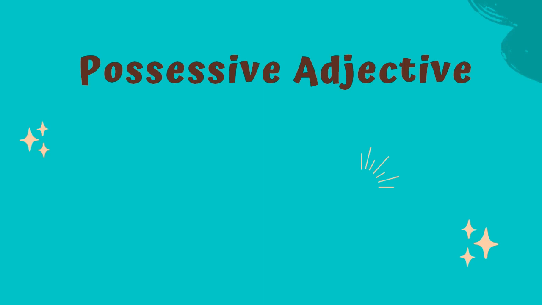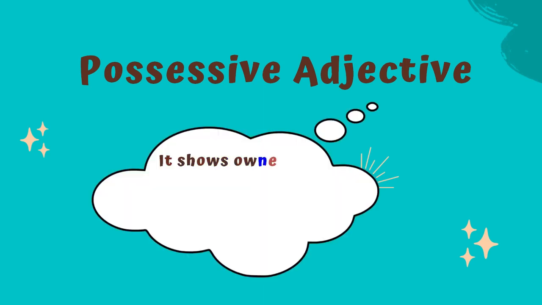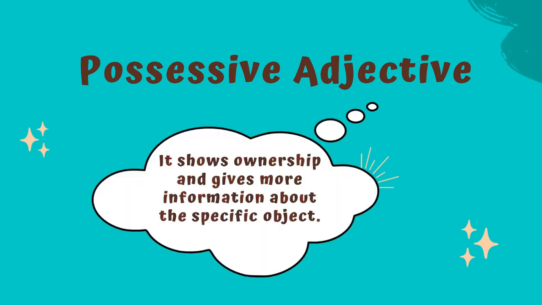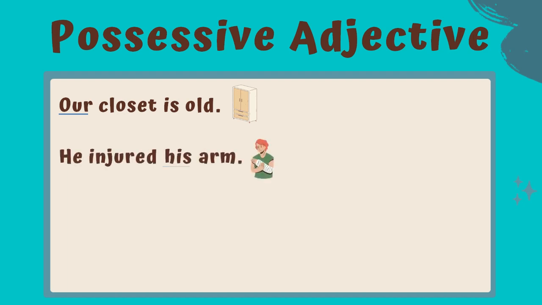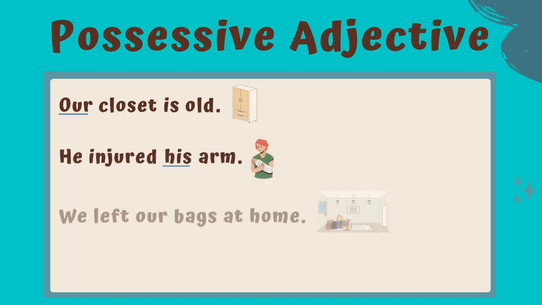Now let's move on to the next one, which is the possessive adjectives. Possessive adjectives show ownership. And these possessive adjectives are my, his, her, our, its, your, and their. Now let's have some examples. Our closet is old. He injured his arm. We left our bags at home.